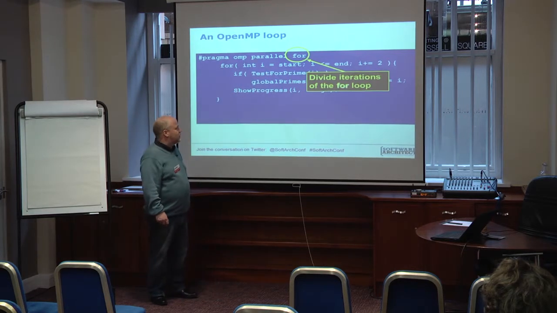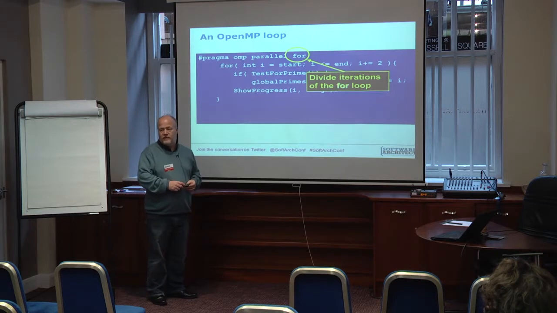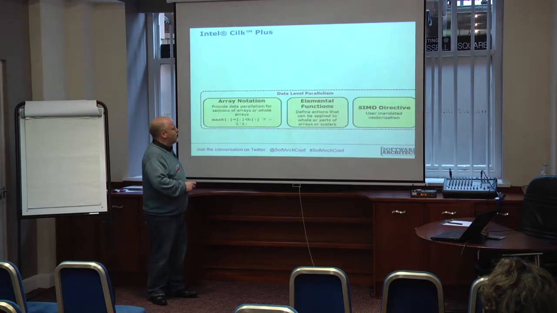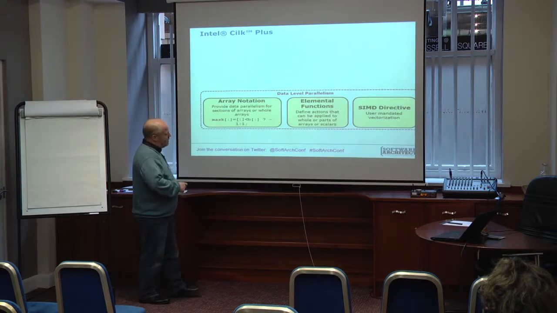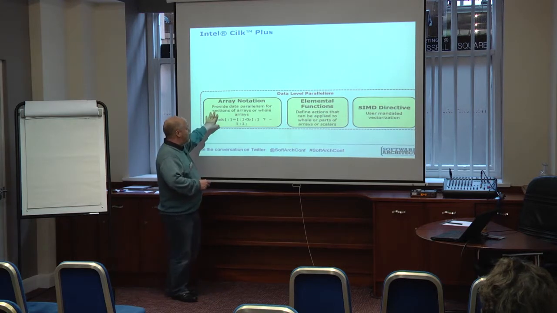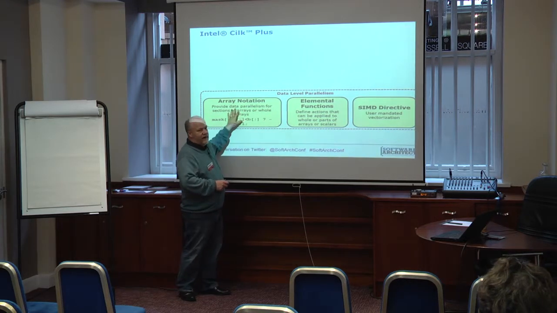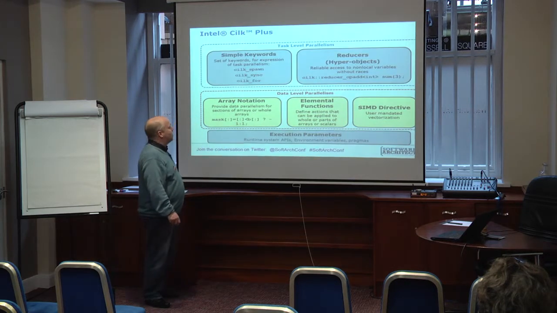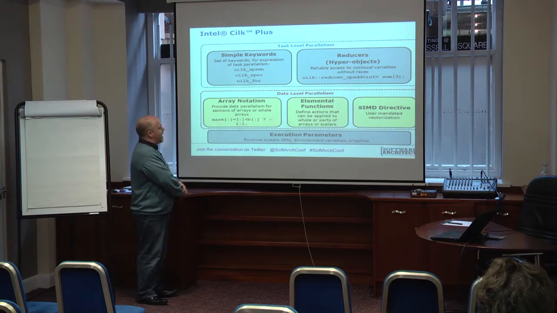It's a standard that's been around for quite a number of years. You can use both Fortran and C to do OpenMP, and it's a way of easily and incrementally adding parallelism to your code. Another way of adding parallelism is Cilk Plus. I've already talked about array notation, which is used to get vectorization, but Cilk Plus also has parts for adding parallelism.